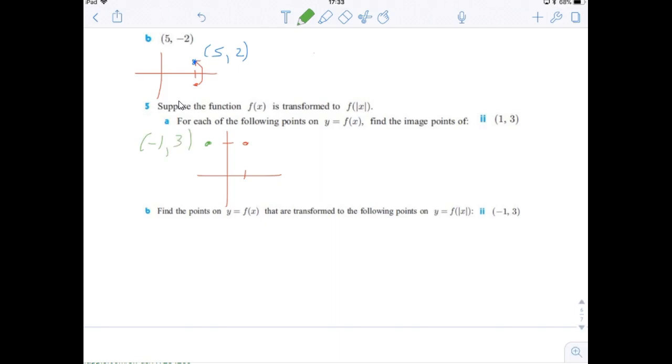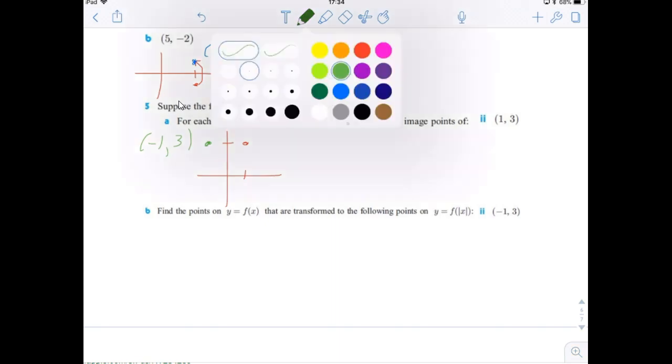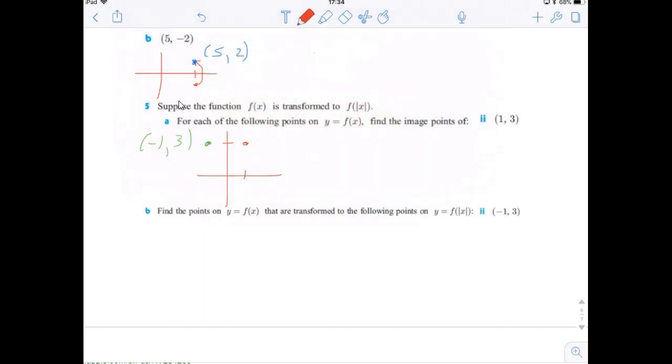B. Find the points on y equals f of x that are transformed to the following point on y equals f of absolute value of x: negative 1 comma 3. Oh, well, that was kind of an easy one, right? Because negative 1 comma 3 is the point that we just mapped to. So the point that transformed to that point was 1 comma 3, right? Okay, that's it.